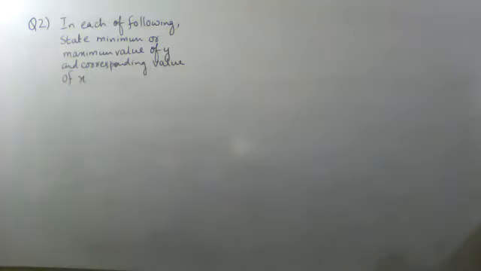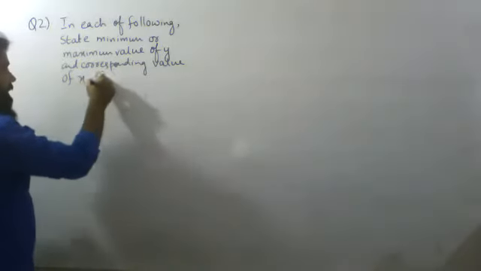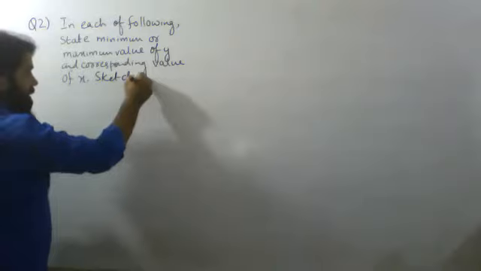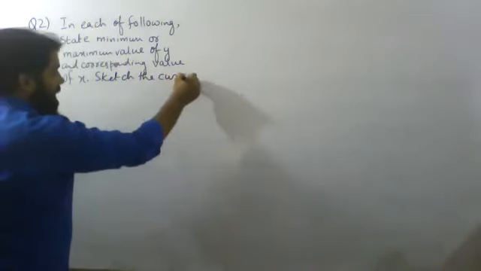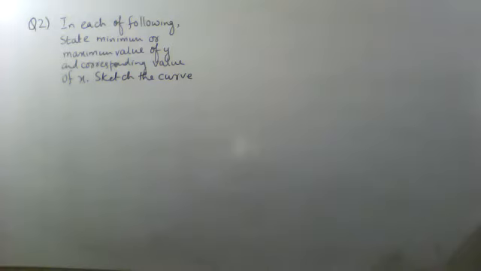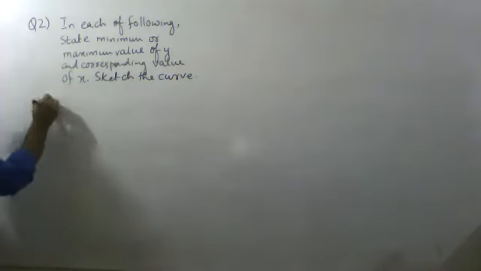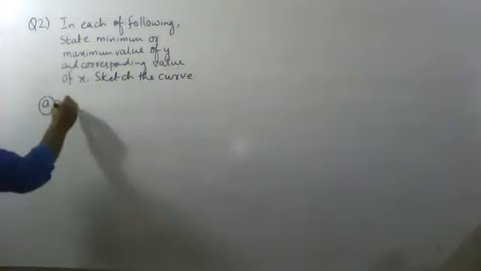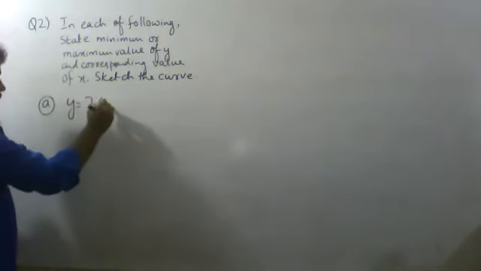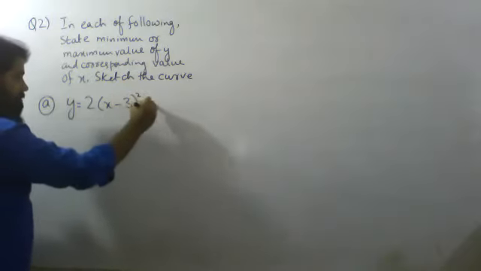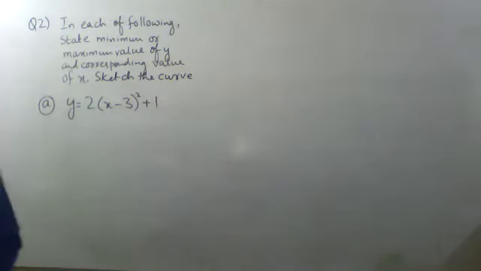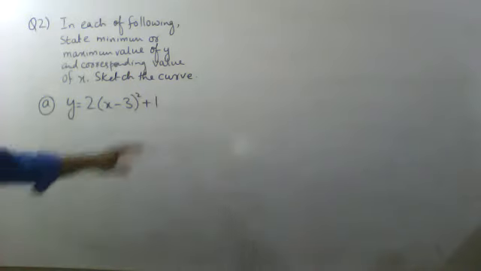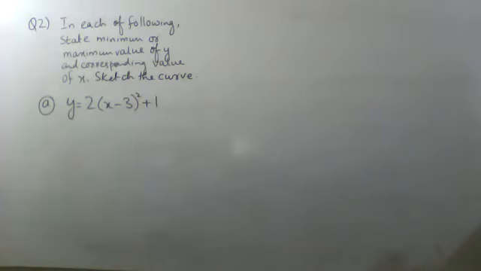They are giving us some parts and we have to solve these parts. Then they are saying sketch the curve. After that we are going to do the sketching. So how are we going to do this? Starting with part a: y equals 2 bracket x minus 3 whole square plus 1. This is the question which is given to us.